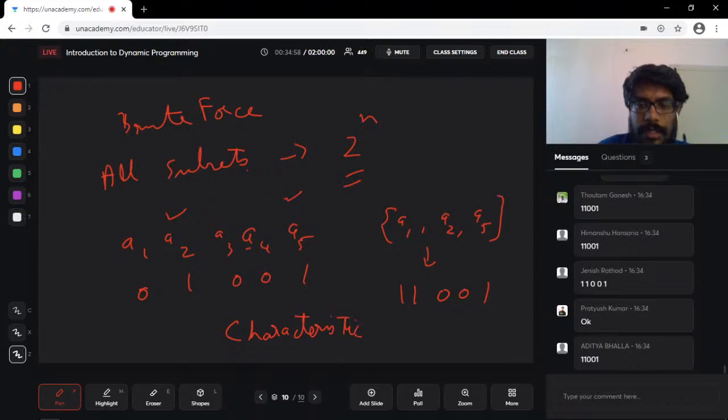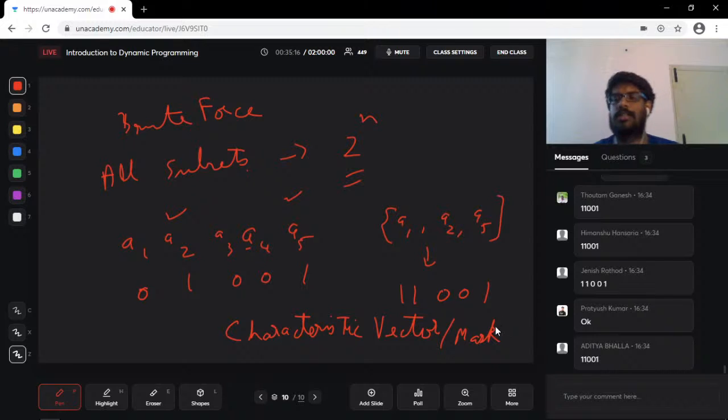Characteristic vector, or another word for this is also bit mask. There are multiple names for this, right? So I'll probably just call this characteristic vector. You could also just give another word for it, mask. It's bit mask or mask.